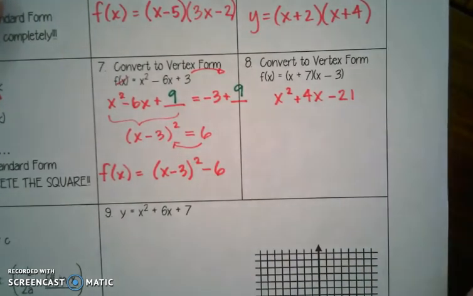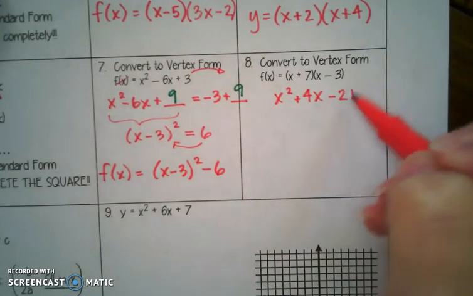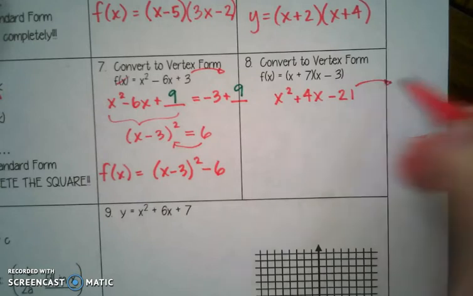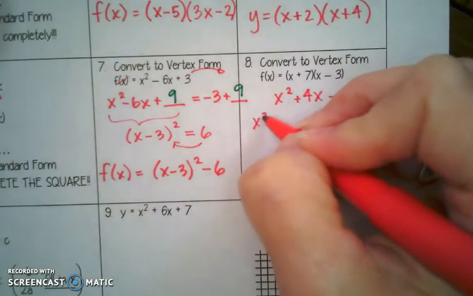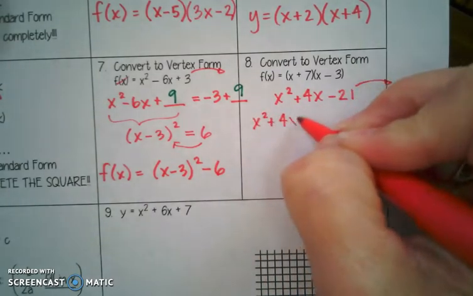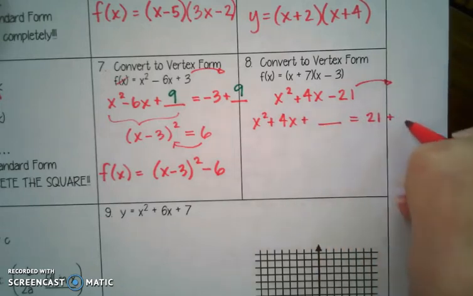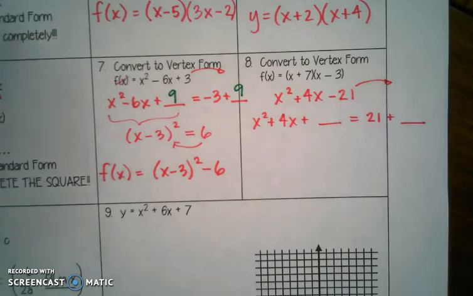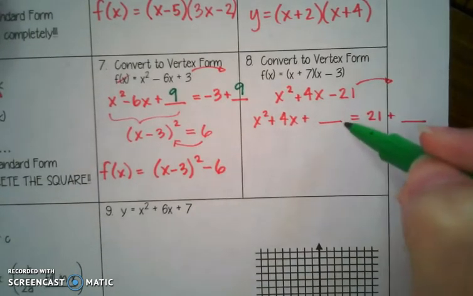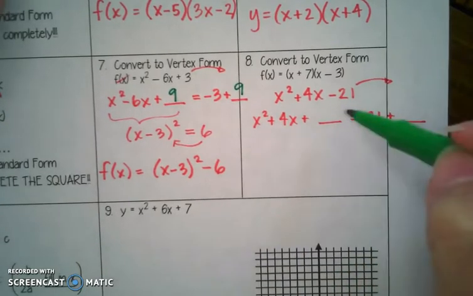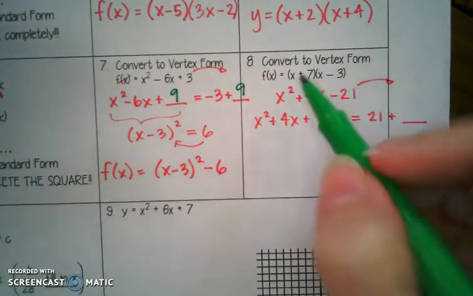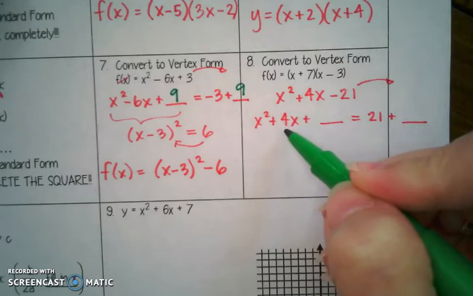So now we're going to work on completing the square. 21 is not the right guy, so let's move him out of the way here. So x squared plus 4x plus blank equals 21 plus blank. So now we got to figure out what number do we want to put in this blank right here so that we can factor it. And remember, the way we do that is we take half of this and square it.